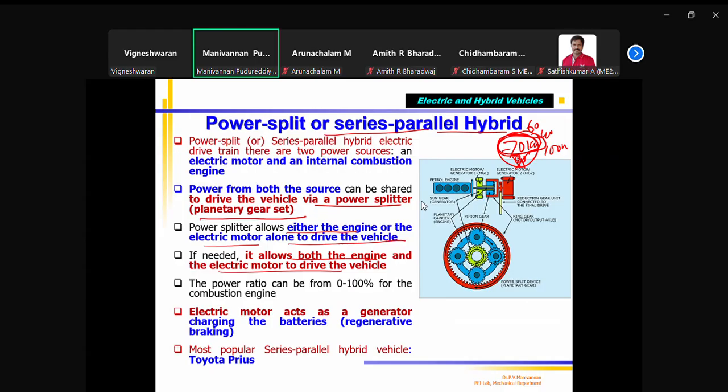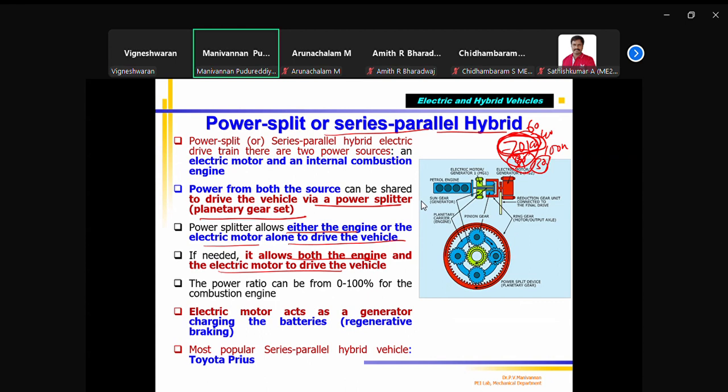If you are trying to accelerate more than 70, automatically the vehicle controller will start the engine and add the engine torque. It is done automatically. That is the ECU's job. They control the vehicle. You won't even know. Whenever needed, in split power or series parallel, the vehicle controller will automatically switch on or switch off the engine and motor, and decide how much power. All this is done automatically. This is management by the ECU.